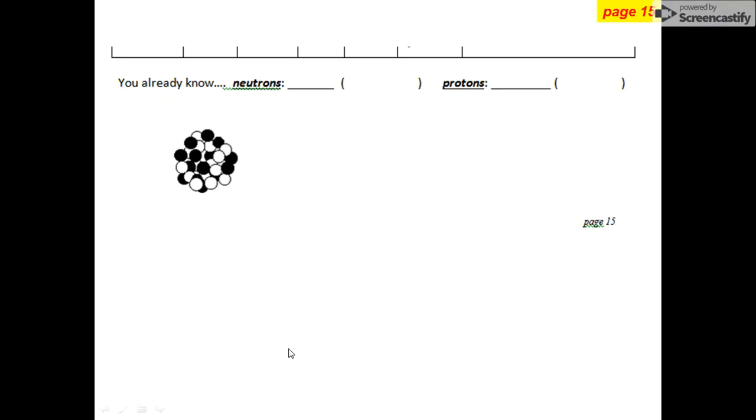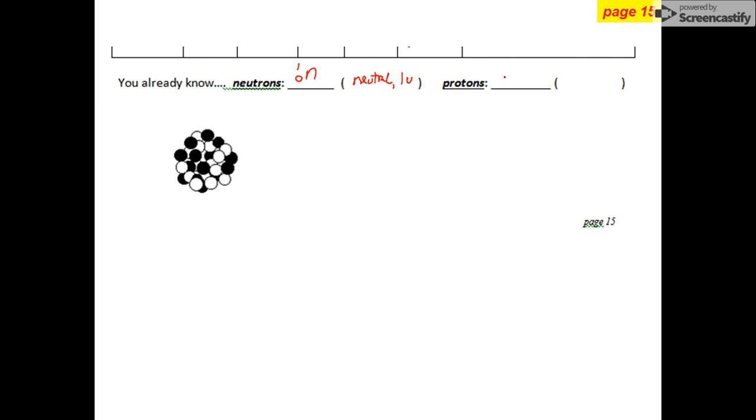And okay, we're on page 15, just continuing along. We said in this new notation, we can write a neutron with a mass of 1 and a charge of 0 because neutrons are neutral and they have a mass of 1 U, which stands for atomic mass unit.